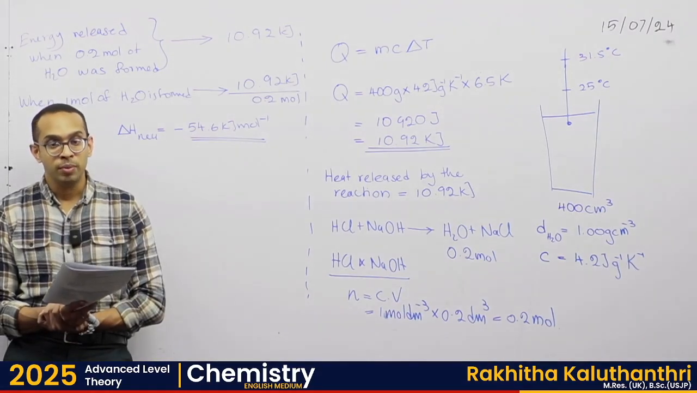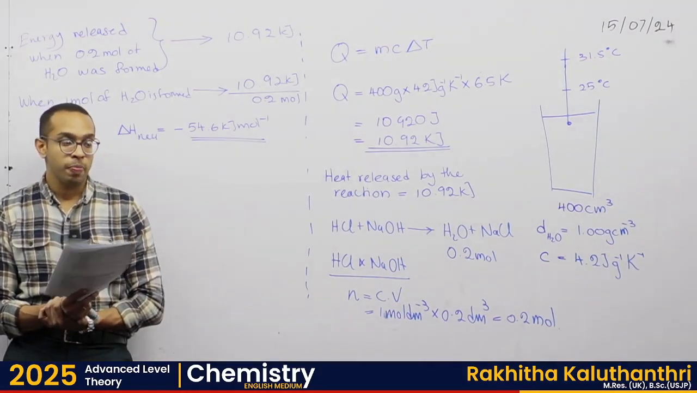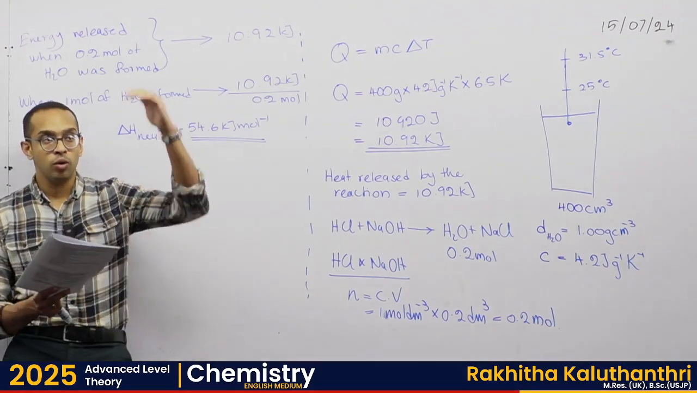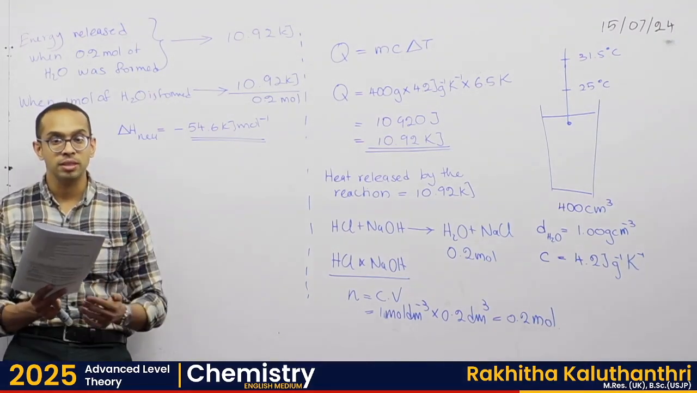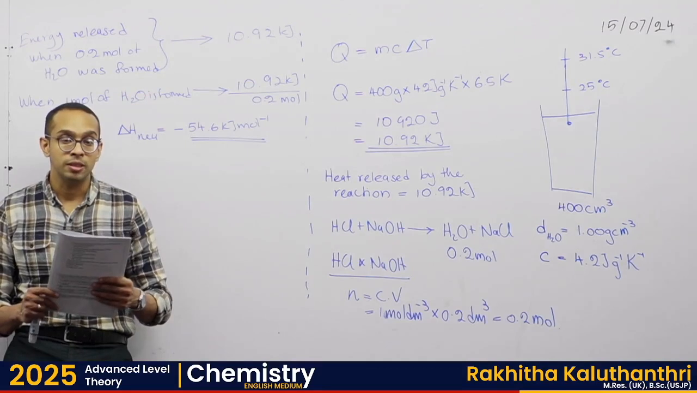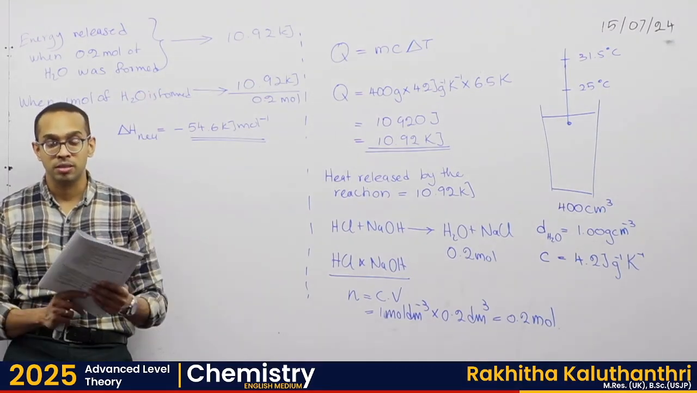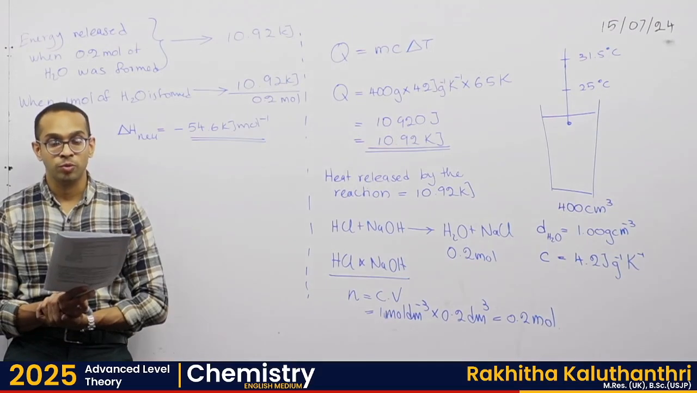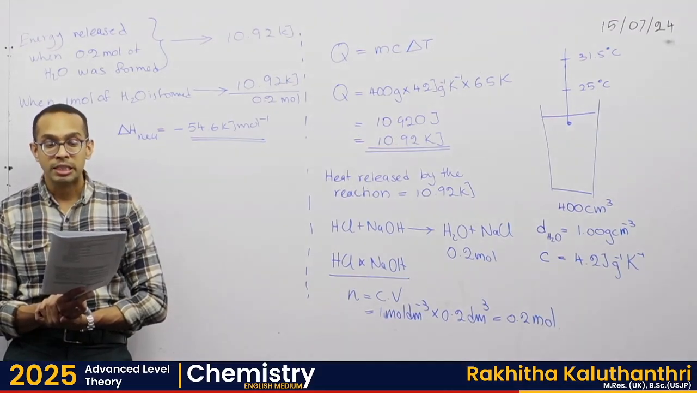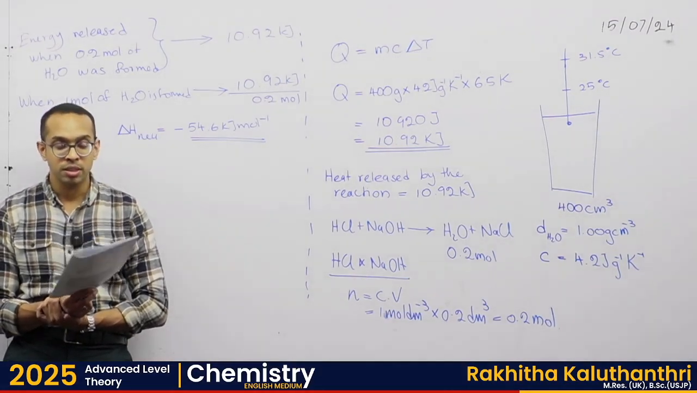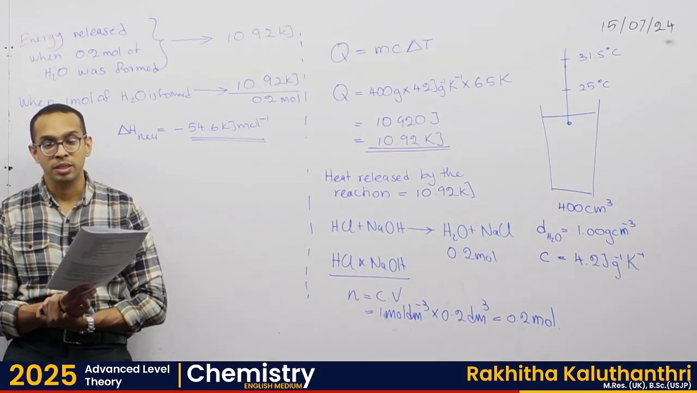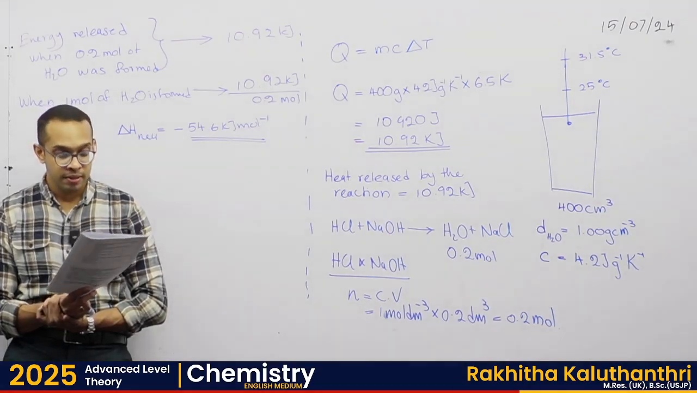Is that clear? Because we are trying to observe from the initial temperature how high or how low the temperature has reached. So after the reaction is initiated, in this case this is an exothermic reaction, so we are observing the highest temperature the reaction reaches when the reaction takes place. Is that clear? Right.